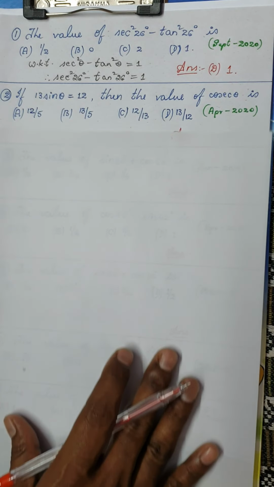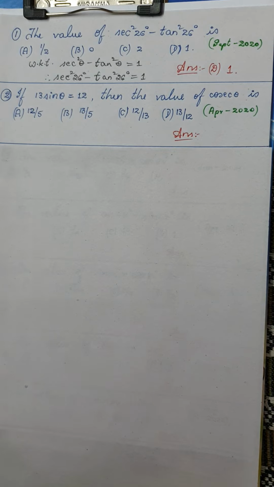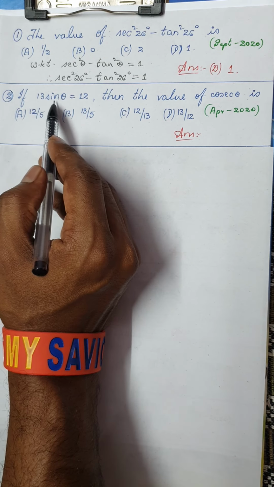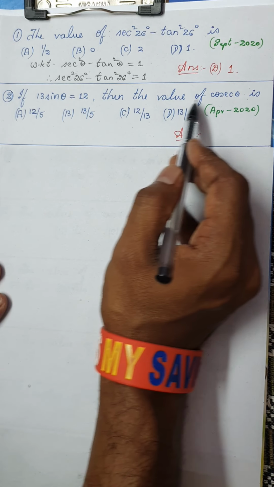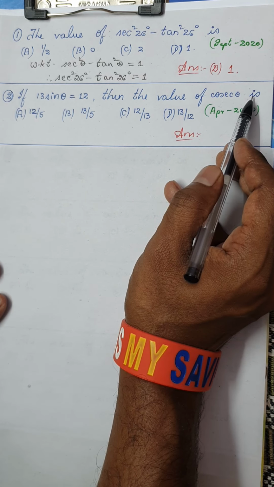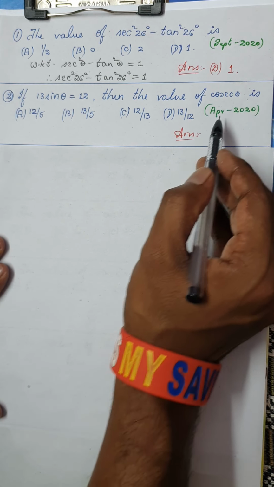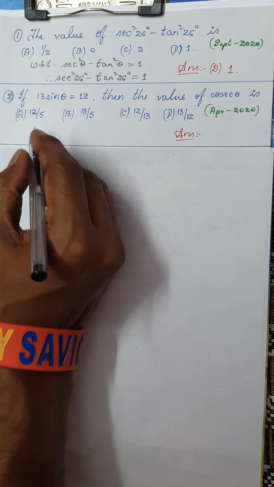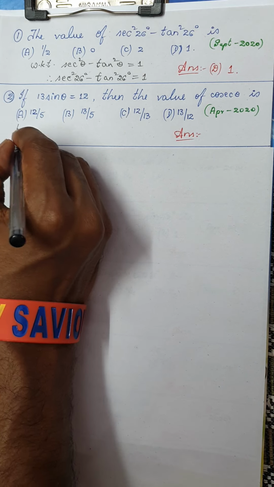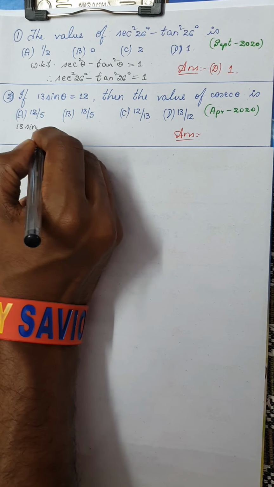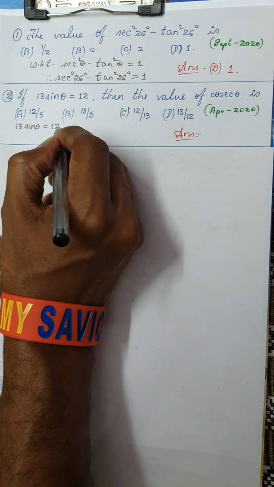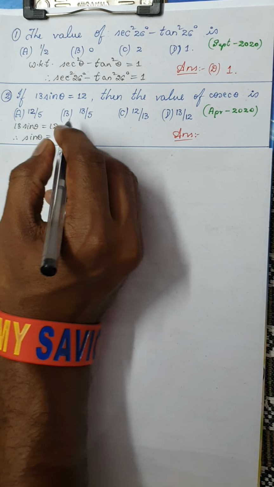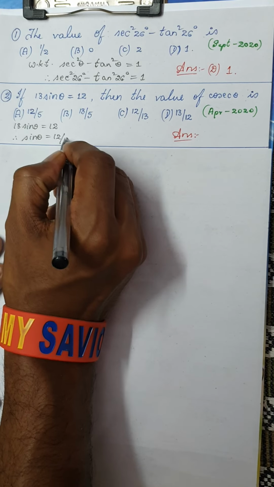So going on to the second question. The second question is also very simple. If 13 sine theta is equal to 12, then the value of cosecant theta is. This was asked in April 2020, your main examination. He has given 13 sine theta is equal to 12. Therefore, from here, I will get sine theta is equal to 12 divided by 13.